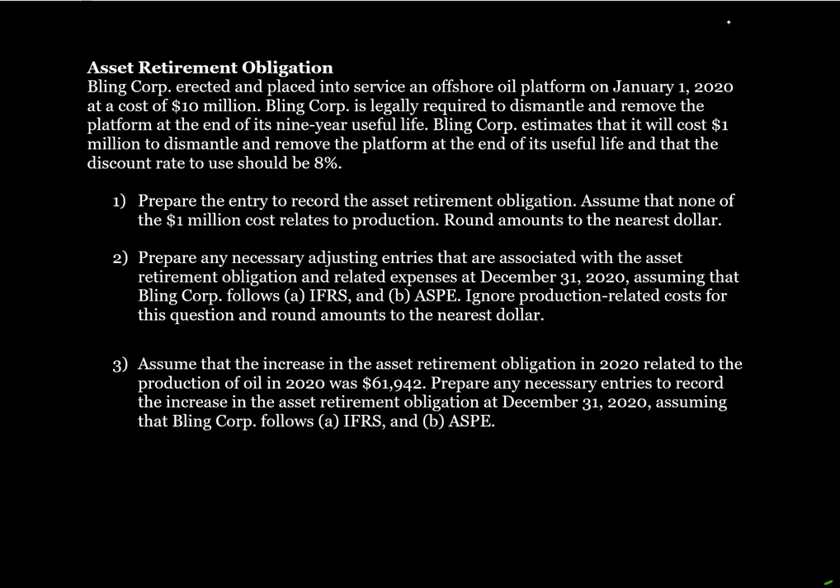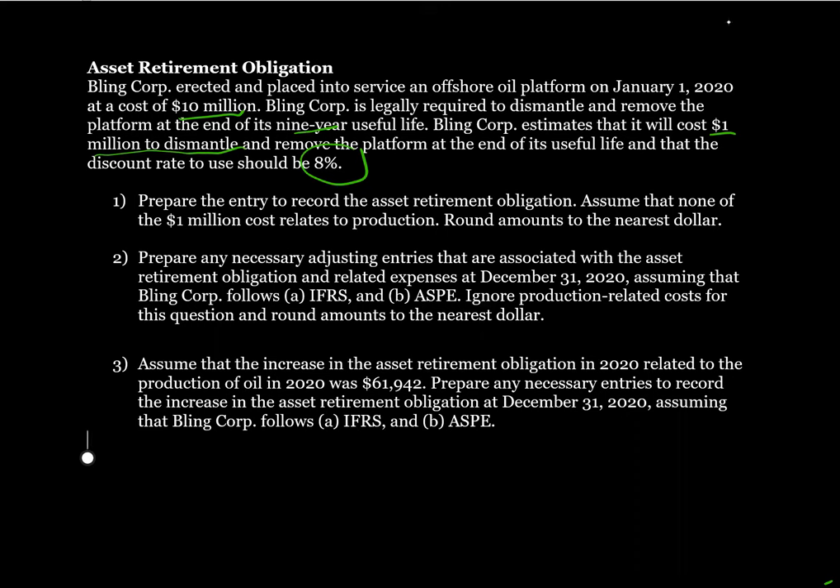And the first thing that we're asked to do is prepare the entry to record the asset retirement obligation. Assume that none of the $1 million cost relates to production. So here's the question: what should we record the asset retirement obligation at? In the question, we're told that they placed into service an offshore oil platform at a cost of $10 million. We're told that it has a 9-year useful life and that it's going to cost $1 million to remove and that the discount rate is 8%.